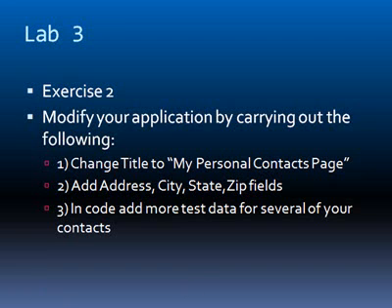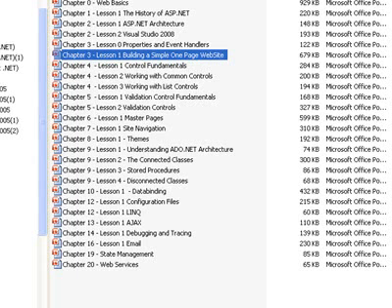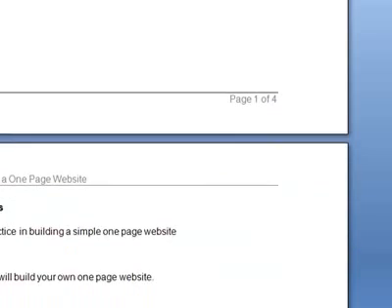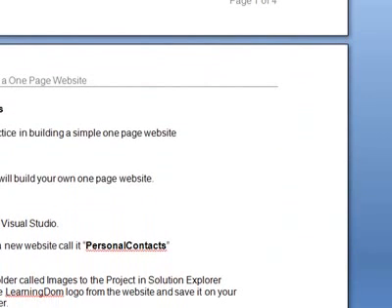Just to show you real quick, the lab for this lesson is Lab 3, building the one-page website. This has step-by-step instructions showing you what you need to do to get through this lab. So it's an important one for you to attempt.